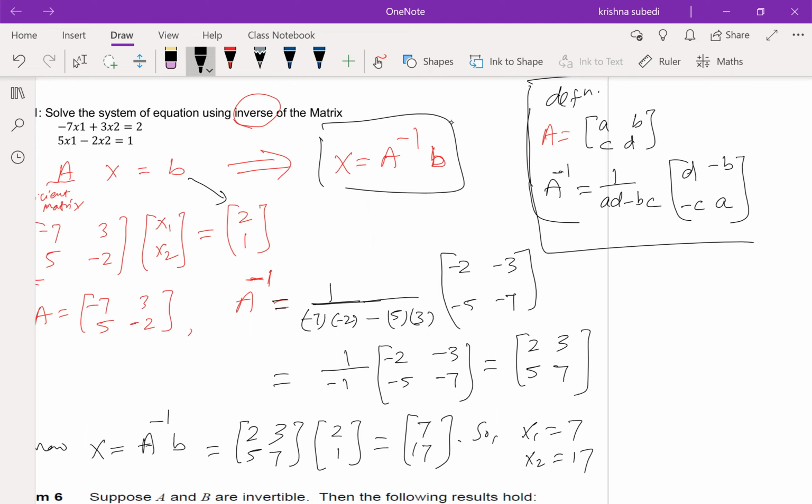Just in case you solve this by the high school method, you should be getting the same thing. But you know how to check the solution, right? If you substitute these values in these equations, the equations will be satisfied. So that's how we can check. And yes, we can use this inverse to solve a system of equations.